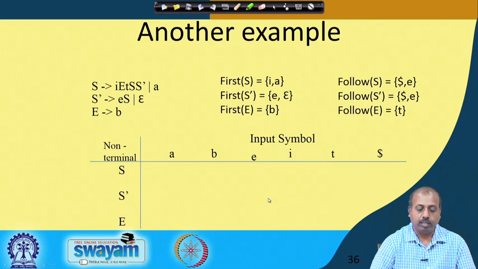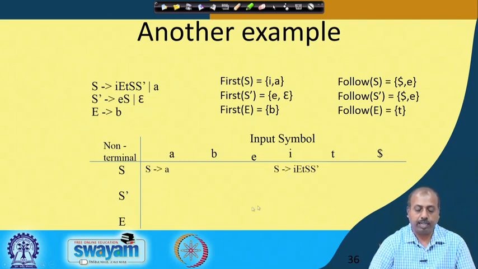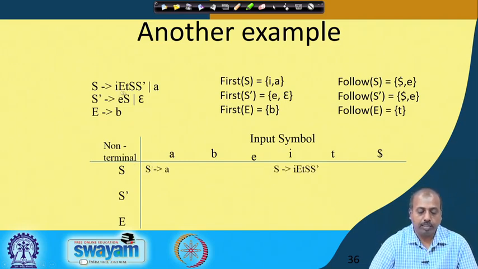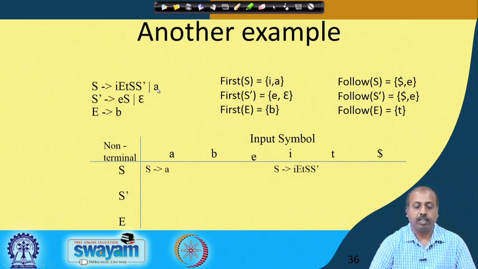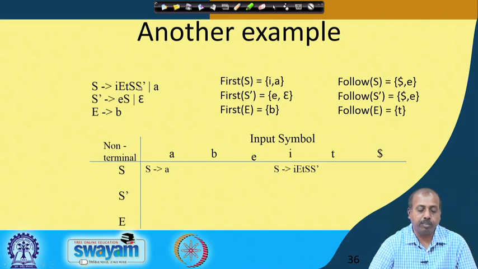Once we have done that, we can try to construct the predictive parsing table. The first thing that we have is the rule S producing A. This rule says that whatever is in first of A, there I have to add S producing A. First of A is A only, so S producing A is added here. Similarly, whatever is in first of I E T S S dash, there I have to add this rule. First of this is I only, so S producing I E T S S dash is added here. So, the first rule is done.